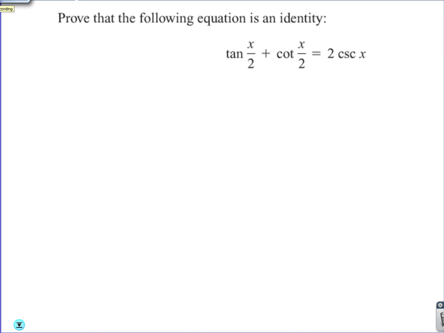Before we start this one, I forgot about these two. I want you to add 2 more identities to your sheet. Probably won't use these near as much, but tangent of x over 2, or if you want to put theta over 2, that's fine, is also equal to, notice there's no plus minus sign here, sine x over 1 plus cosine x. There's another half angle identity, or you could have 1 minus cosine x over sine x.